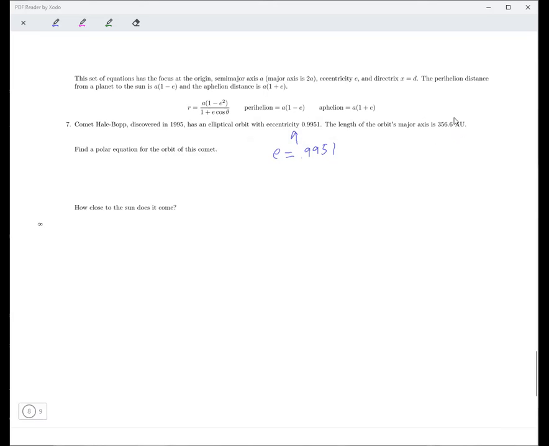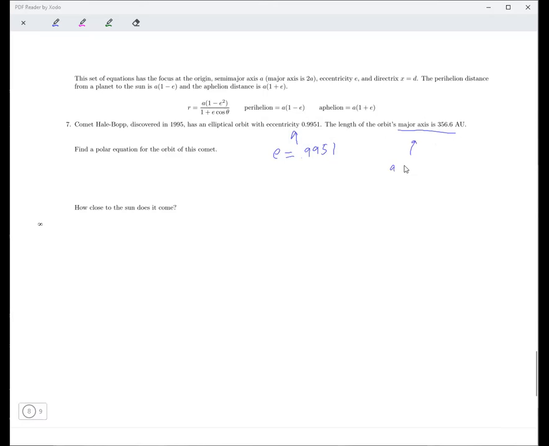I think 1 astronomical unit would be, oh dang, I forgot. Is that the distance between the Earth and the Sun, or what? I forgot. Okay, it's something like that. But anyways, 356.6 astronomical units.